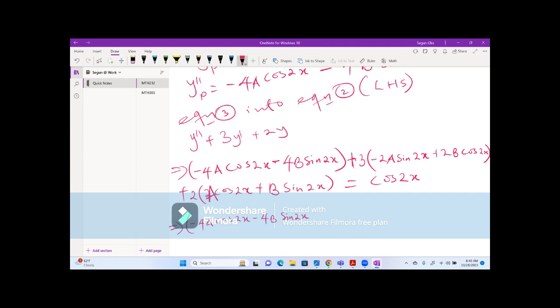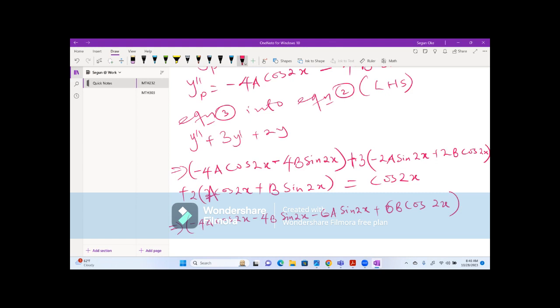So we can open this negative also. Minus 6a sin 2x, minus 6a sin 2x, plus 6b cos 2x, plus 2a cos 2x.